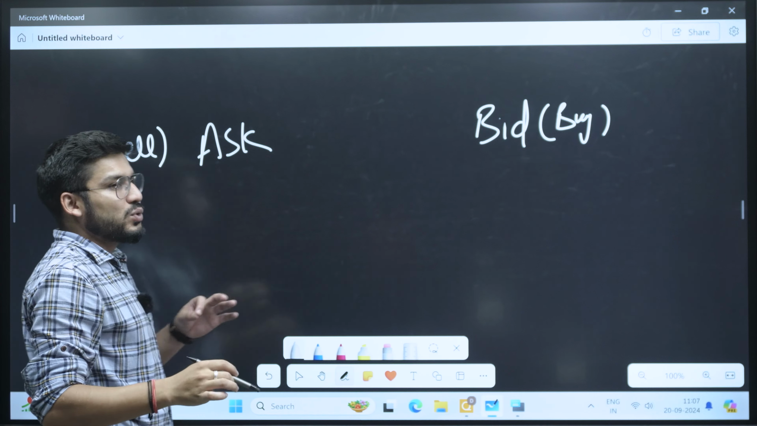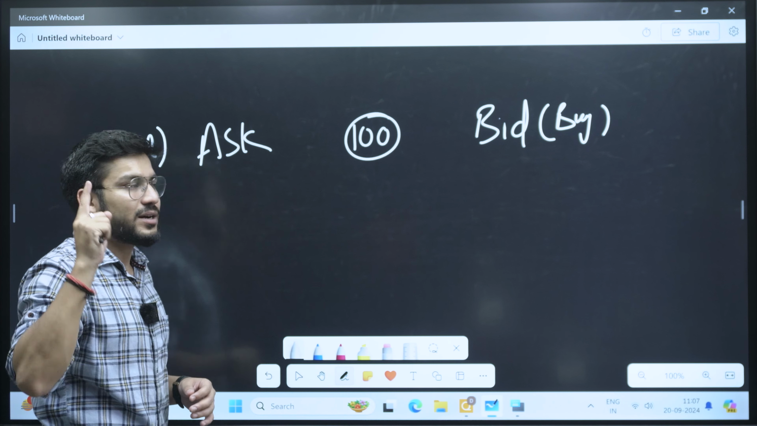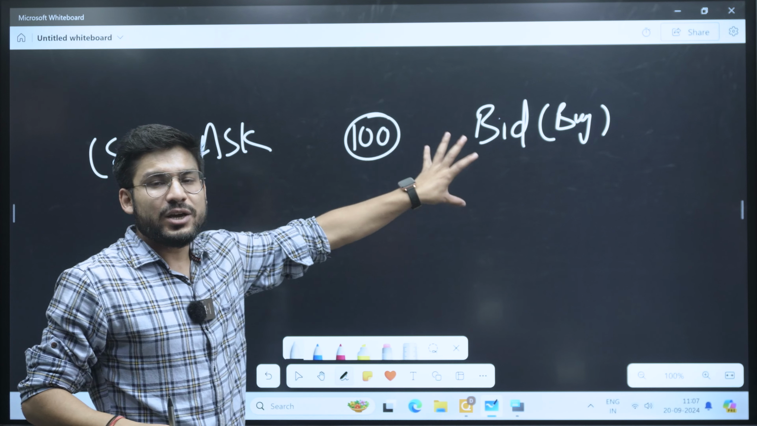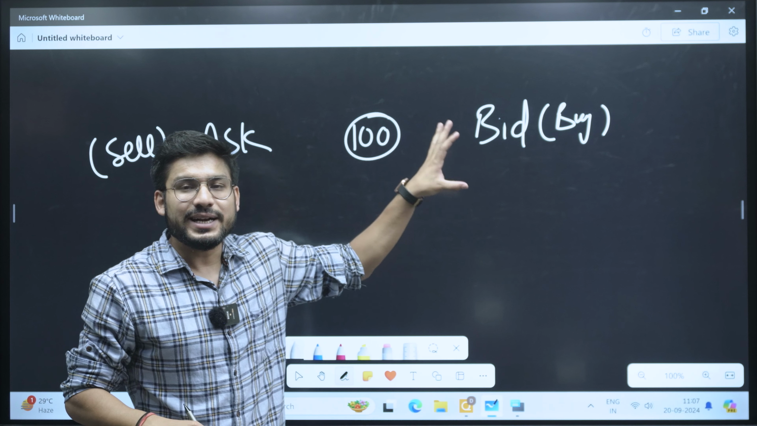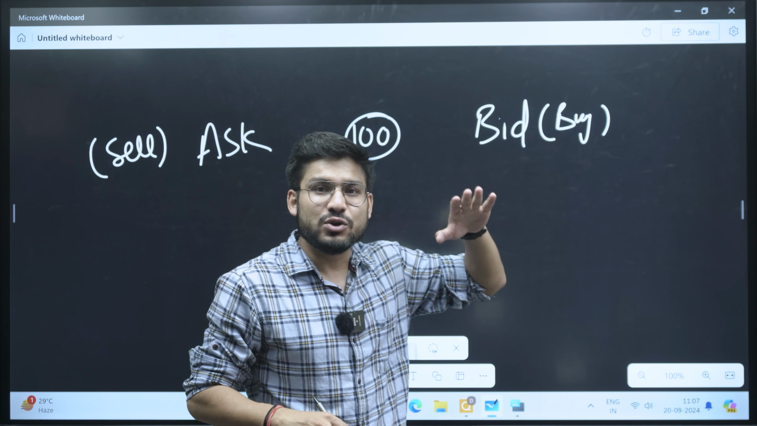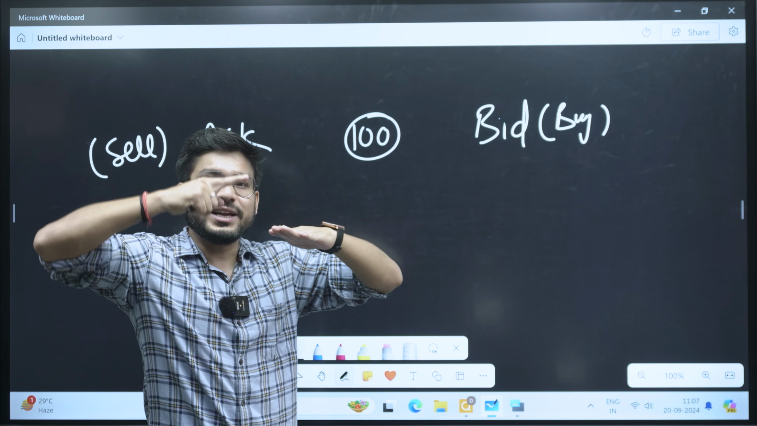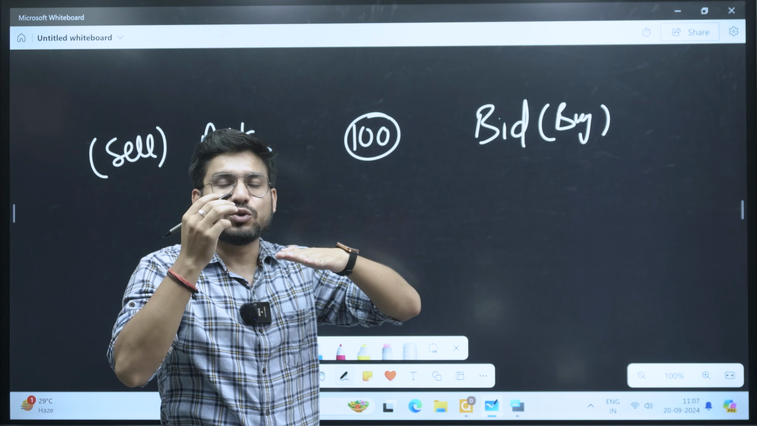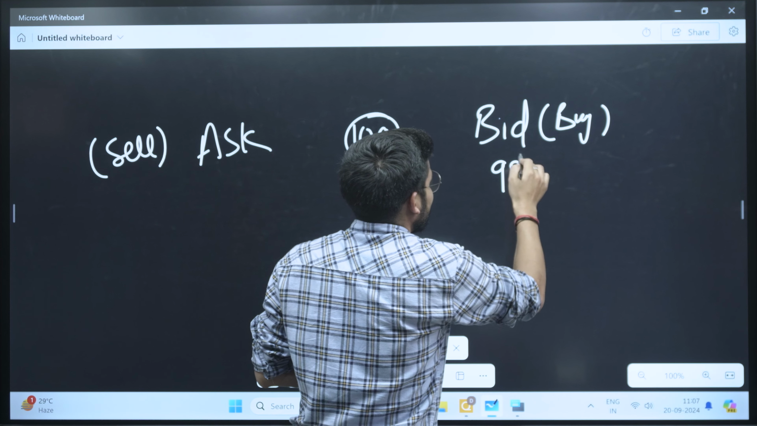Now suppose a market is trading at 100 rupees, and a buyer wants to buy this stock. What will he think? He will think that I'll buy this stock as low as I can, so that when it goes in the higher direction, I'll get a good profit. So he wants to buy it at 98.